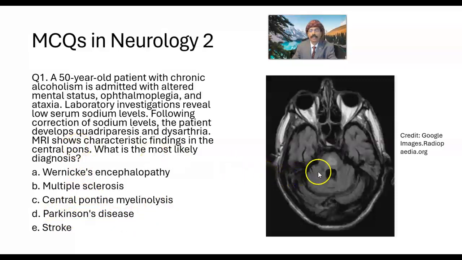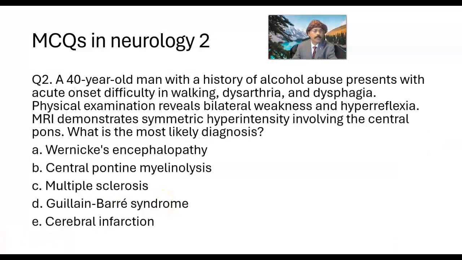So this is the MRI, this is the pons area, and here is the characteristic finding. What is the diagnosis? The answer should be central pontine myelinolysis. C is the diagnosis. Okay, now go to the second question.